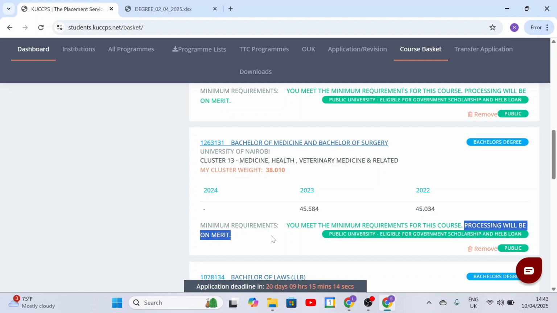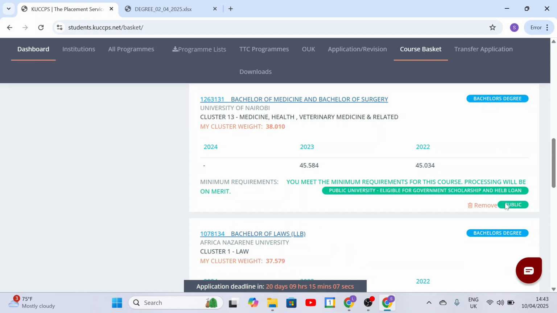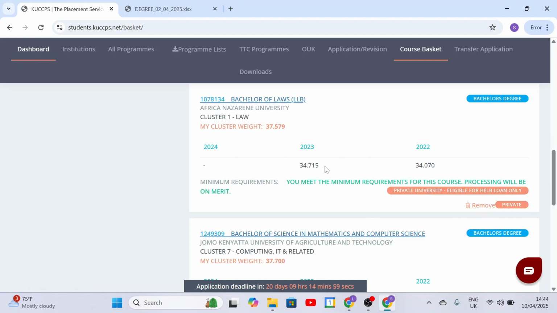What kind of competition are you facing? How many people are above you with higher cluster weights? And that's where the danger comes in. So I would rather we remove this particular course because we are not going to get it. That one is a given, right? Let's check this. Let's check for law. For instance, I'm eligible for this, right? But if I go to this university, then it means that I only have a loan. So if I'm not able to get sponsorship from my guardians or parents, then this might be a bad choice for me.